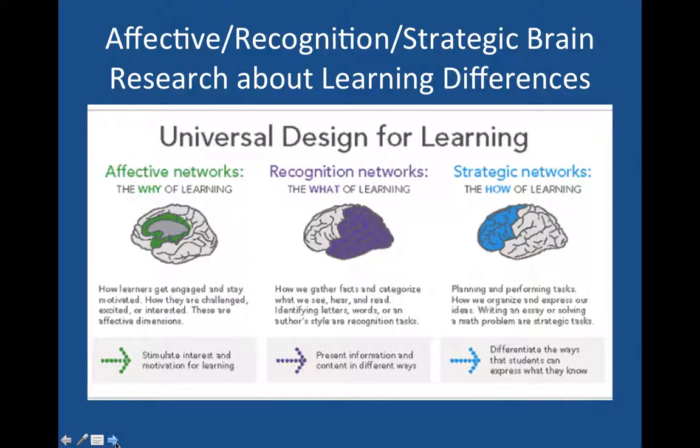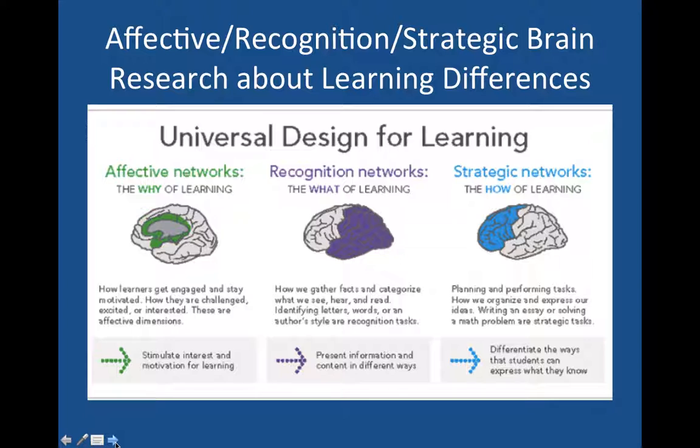Recognition networks, the what of learning. As you can see, the purple part of the brain is highlighted. And this is how we gather facts and categorize what we see, hear, and read. Identifying letters, words, and author styles are recognition tasks. So this is why it's crucial that we present information and content in different ways.